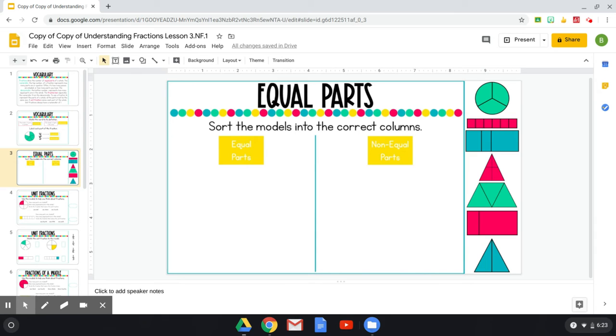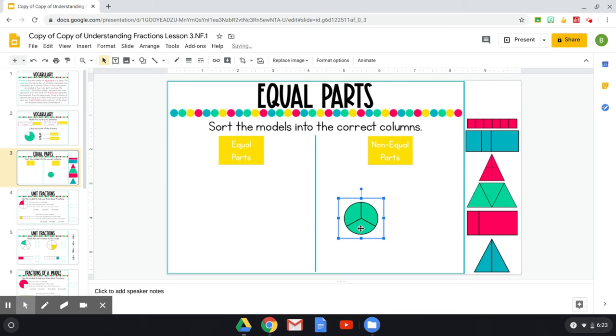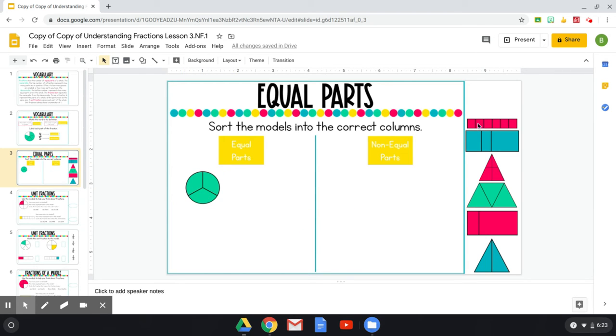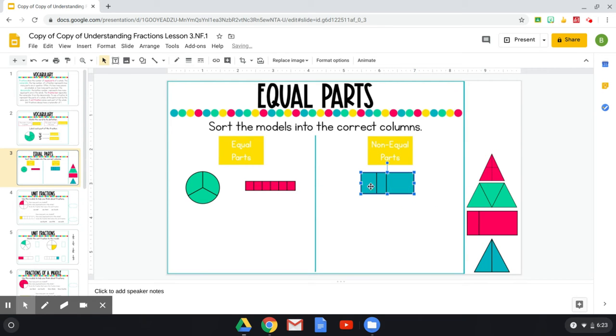So you also have to make sure that your shape or your whole has equal parts. So you can see here in this nice circle, there are 3 equal parts. So I'm going to drag that over here. Nice equal parts. Look at this blue rectangle though. It is not equal. These 2 sides are much bigger than the middle.